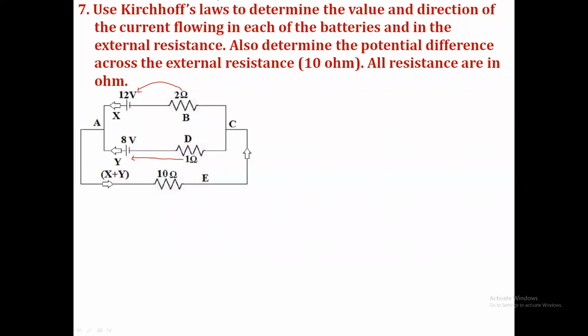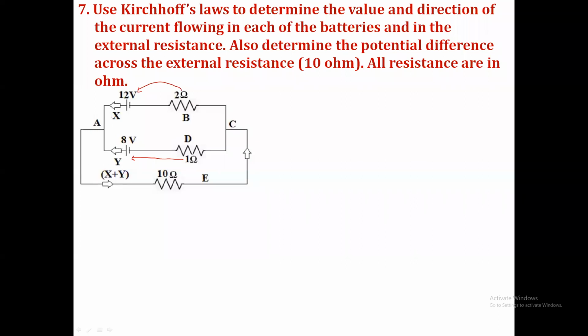How are these two batteries connected here? Parallel. Okay. And this 10 ohm is the external resistance. So what do we have to find out? We have to find out the value of current. And I think in this diagram the direction of the current is already decided. It is given. With these given directions, we have to solve the numerical here.